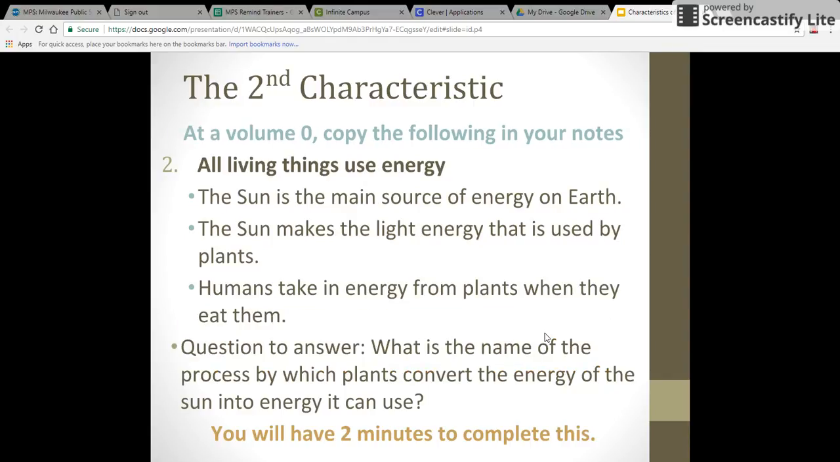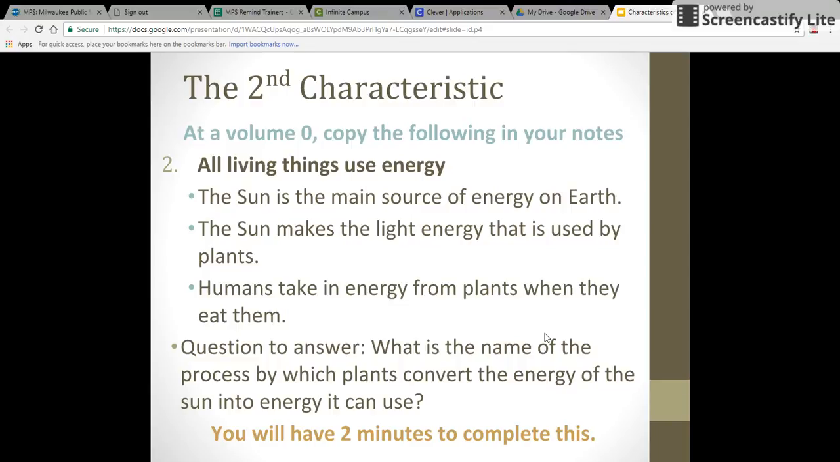Moving on to our second characteristic of life, all living things use energy. The sun is the main source of the energy on the earth. All plants are going to take in the sun's energy and turn that into some type of food source for them, or food source for humans and other things that eat plants. And they're going to use that energy to create ATP, or the energy source for themselves to continue functioning.